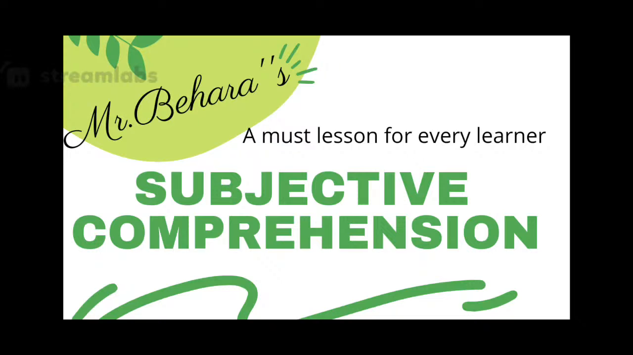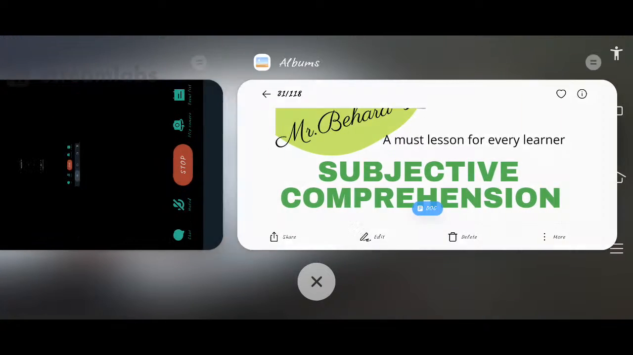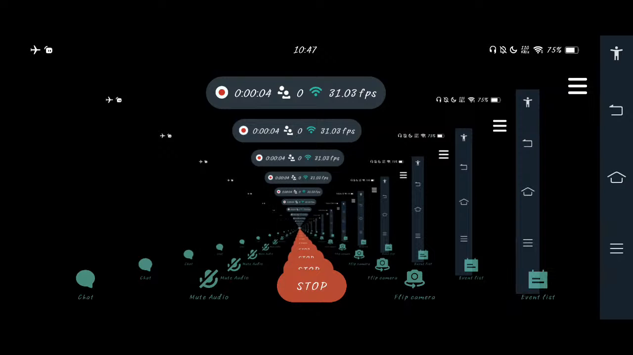So here, the lesson itself is named subjective comprehension. What is the meaning of subjective comprehension? Nothing but an understanding ability of a particular thing. Directly we can say like this.